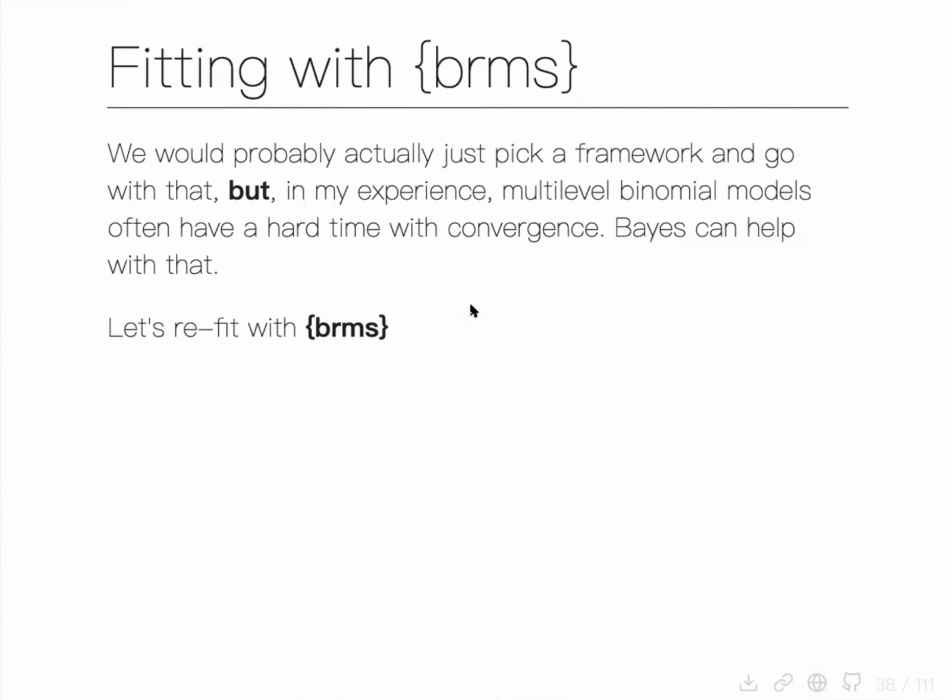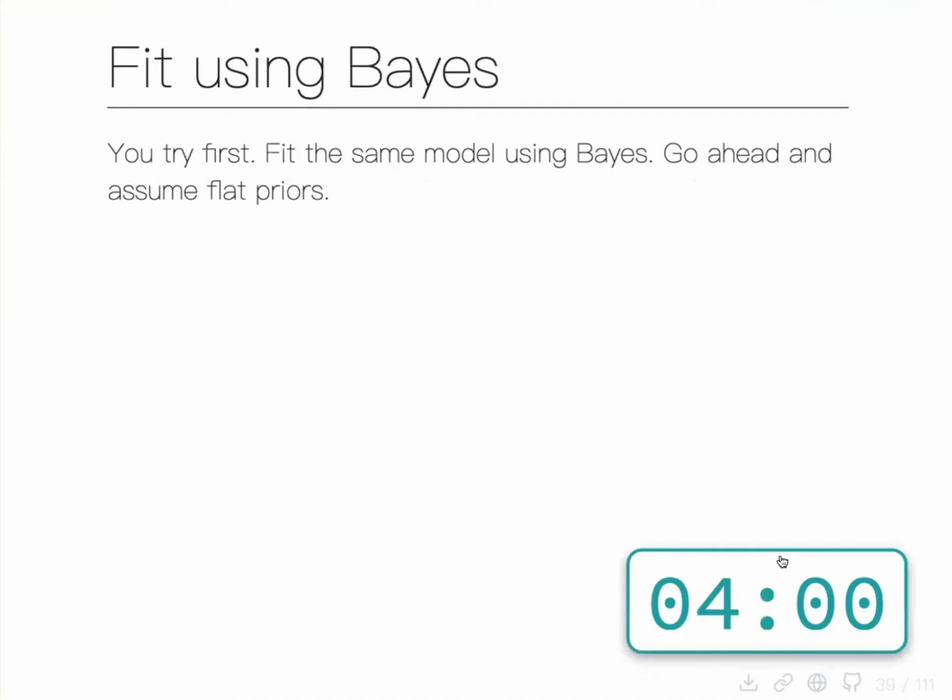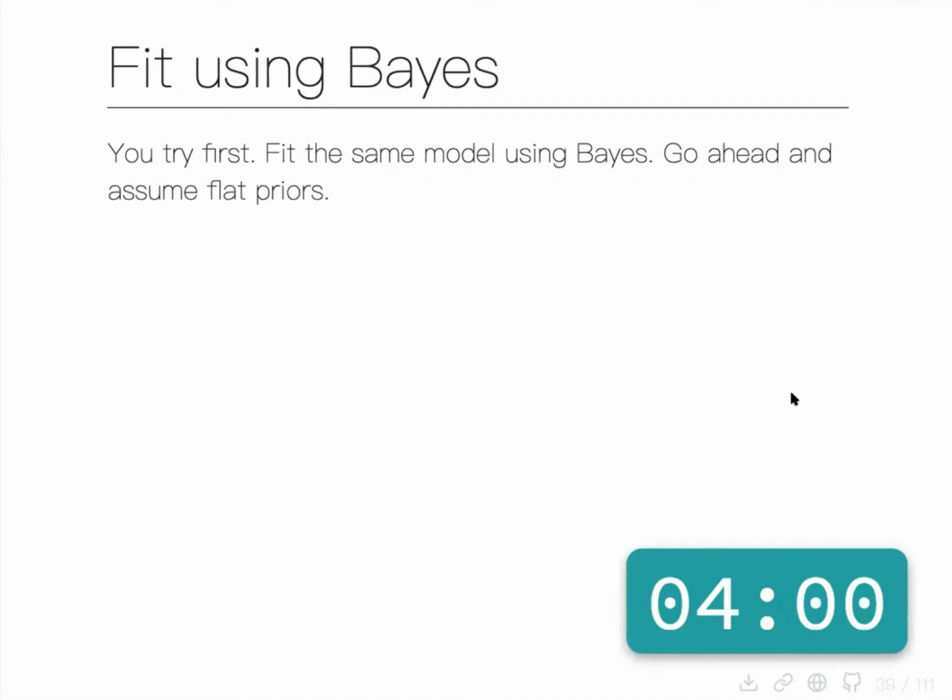What I'd like you to do now is try to fit the exact same model, but using brms. Okay? So go ahead and give that a try. You can assume flat priors, so you don't have to specify any priors. Just basically use the exact same code you did with lme4, but use brm with the brms package instead. Okay? And this will probably take a minute to estimate, which is why I've given you 4 minutes.